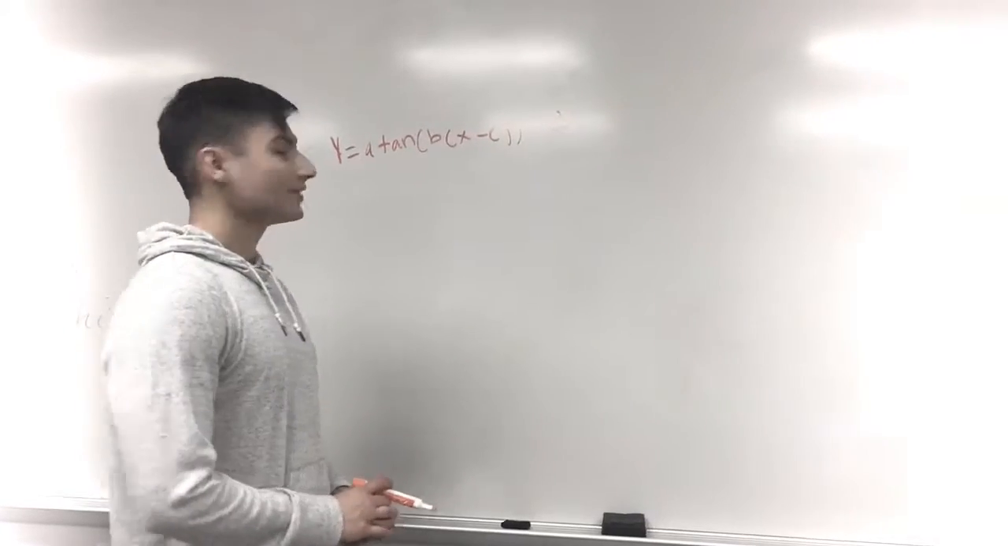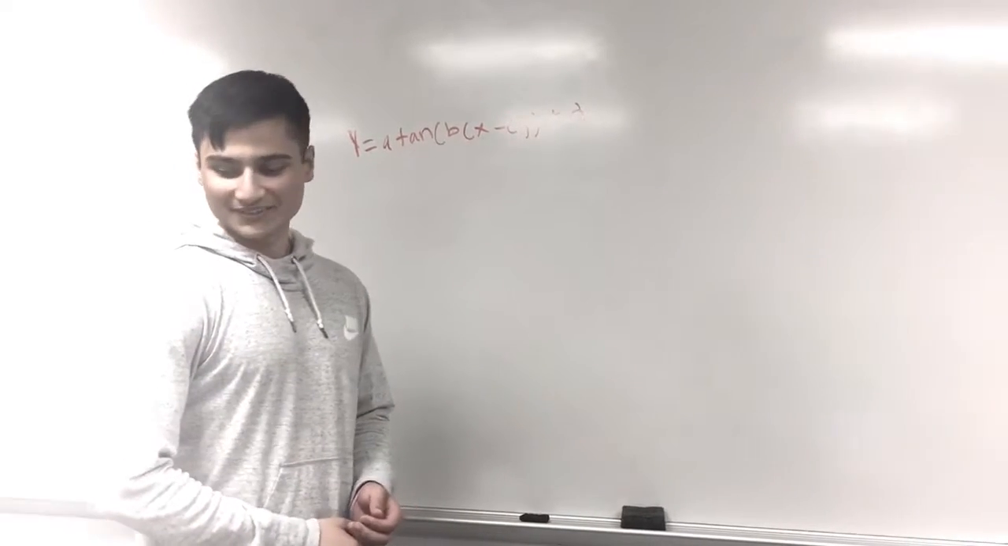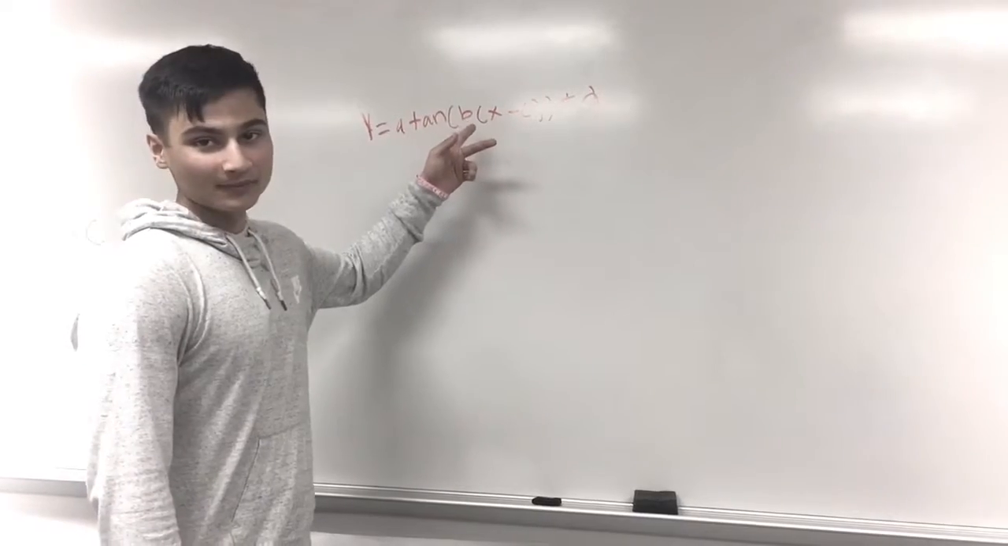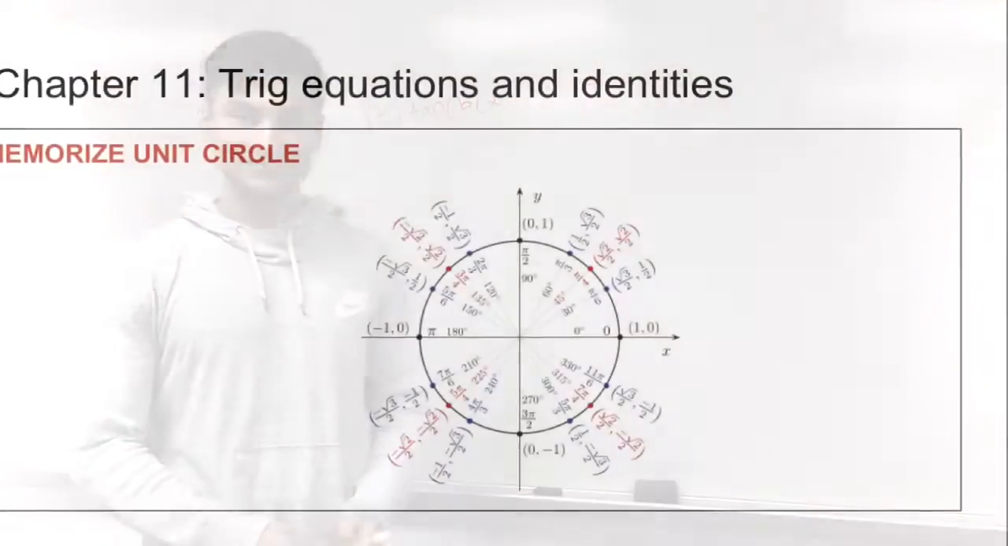So there you go. Alright, now we're on the tangent functions for graphs. This is still pretty similar to sine and cosine. It's just that to get the period, you only do pi over b instead of 2 pi over b. And the amplitude is always going to be undefined. And then there you go.